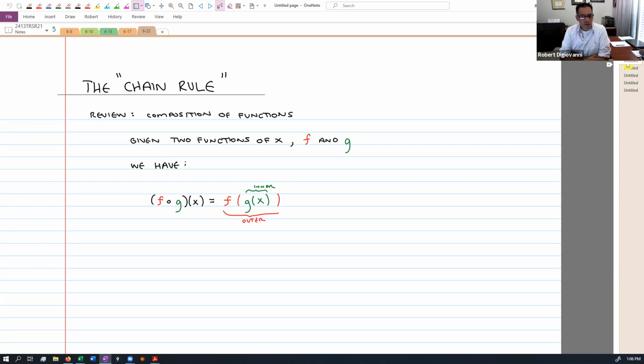So what makes the chain rule difficult is that it goes back to a topic in college algebra called composition. So I'm going to remind you first, before we get to the rule, what composition of two functions is.